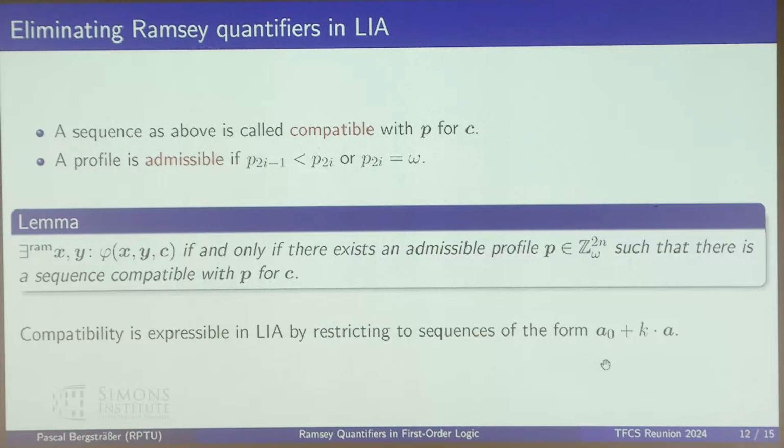And the key feature one uses here is that one focuses on sequences of a special form. Sequences that have some offset a0 and then some multiple of some other vector a. And essentially those vectors will all be guessed with existential quantifiers. Yeah, we guess this profile here with existential quantifiers, and we guess this a0 and a with existential quantifiers. Then one has to show, okay, actually it's enough to look at those sequences.